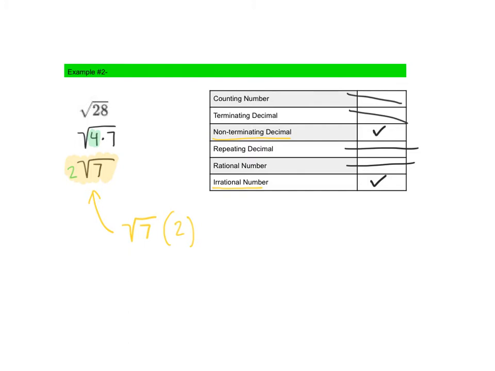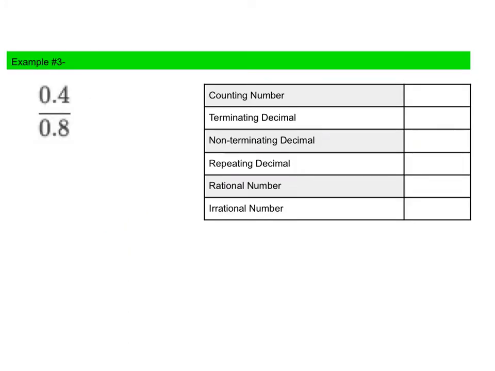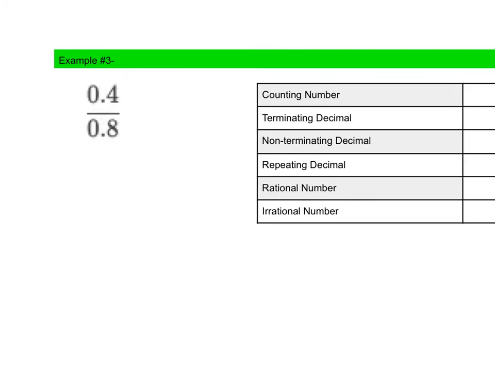Moving on to example number 3. All right, for example number 3, we have 0.4 divided by 0.8. Now, if I were to do this in my calculator, or to even do it out by hand, or even see, I can see that this is 1/2. 4 is half of 8, and 0.4 is half of 0.8. So this is the same as saying 0.5 when we do that math.